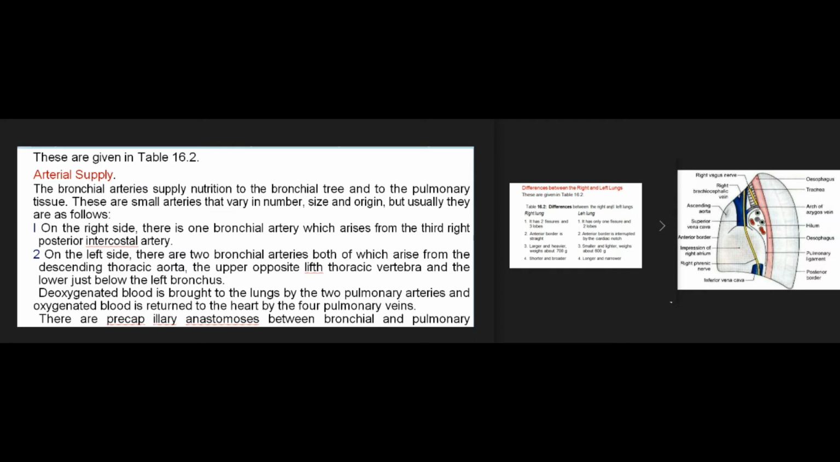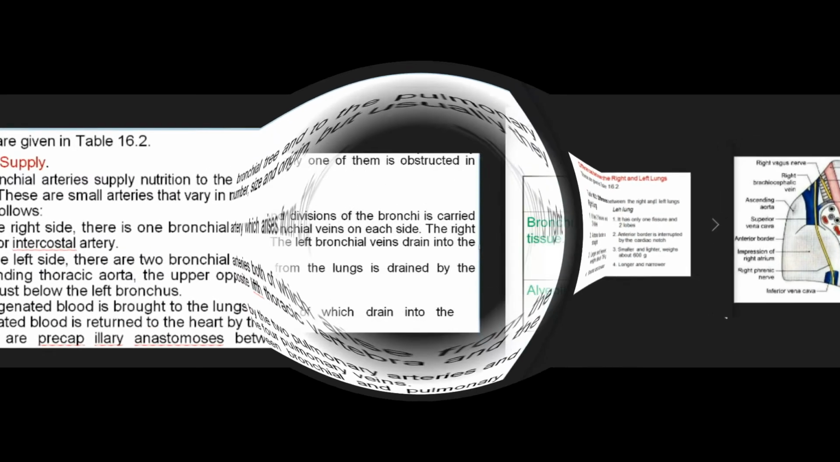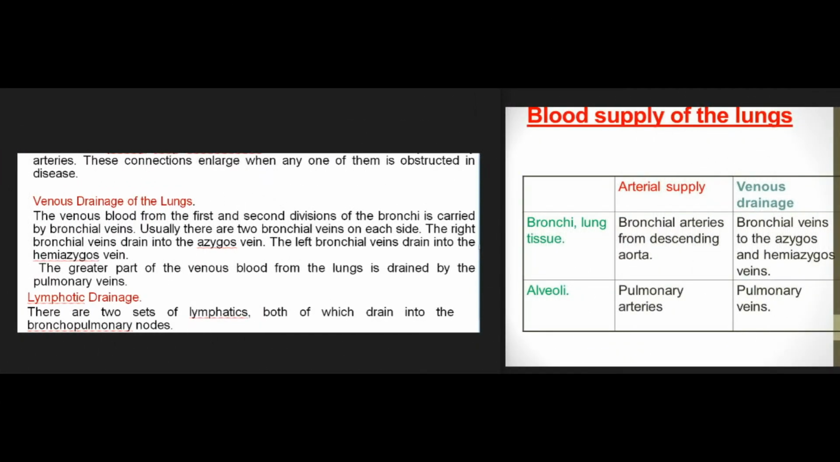Deoxygenated blood is brought to the lungs by the two pulmonary arteries, and oxygenated blood is returned to the heart by the four pulmonary veins. There are precapillary anastomoses between bronchial and pulmonary arteries. These connections enlarge when any one of them is obstructed in disease.